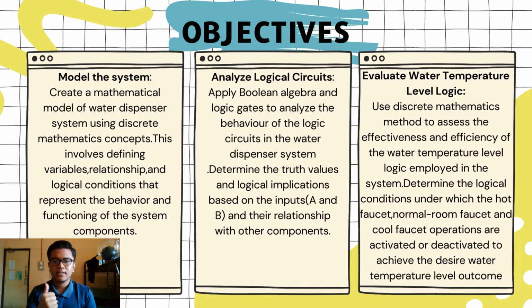And the last point is evaluate water temperature level logic. Use discrete mathematical methods to assess the effectiveness and efficiency of the water temperature level logic employed in the system. Determine the logical conditions under which the hot faucet, normal room faucet, and cool faucet operations are activated or deactivated to achieve the desired water temperature level outcome. So that's the three objectives of the water dispenser system.